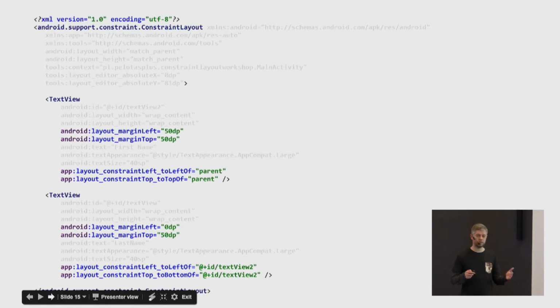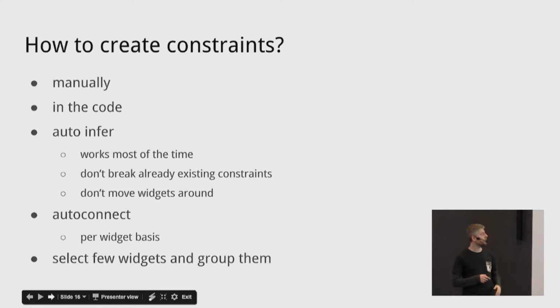And once we create those constraints, the power of constraint layout is going to happen really soon. So this is just a super easy example, creating a constraint. How can we create those constraints?